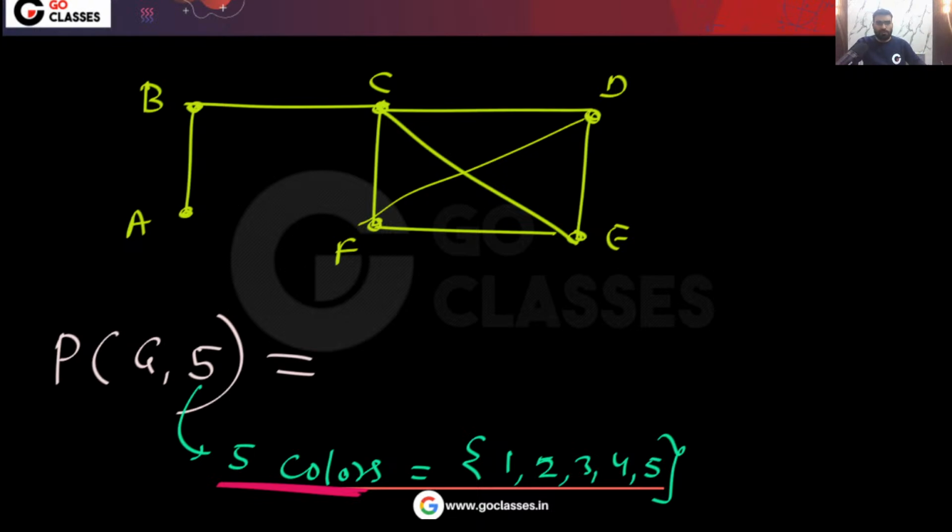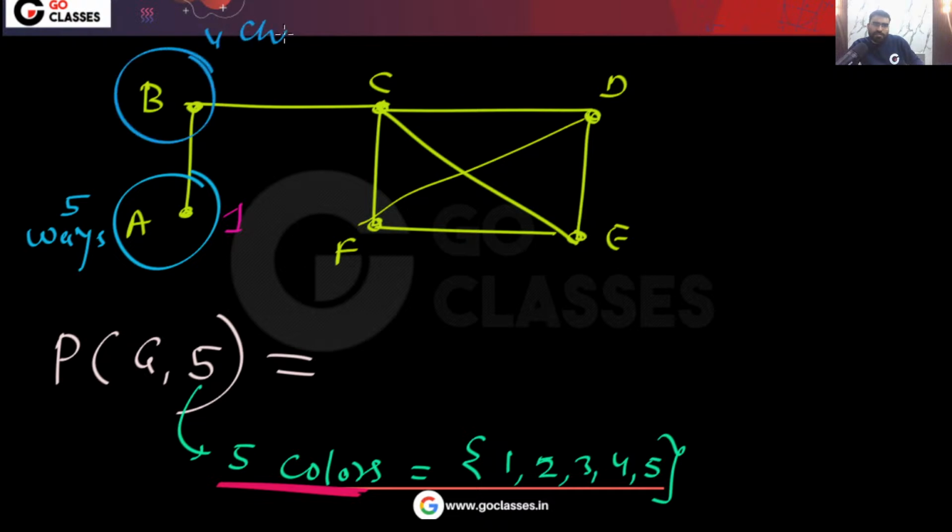What will be PG5 for this graph? Very simple. To this vertex you can give any of 5 colors. There are 5 choices for this. I can give color number 1. Now there are 4 choices for this. I can give color number 2. Now again there are 4 choices for this. I can give color number 3. Is this clear?